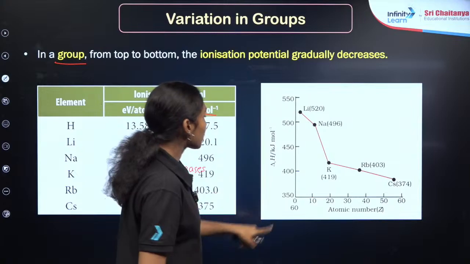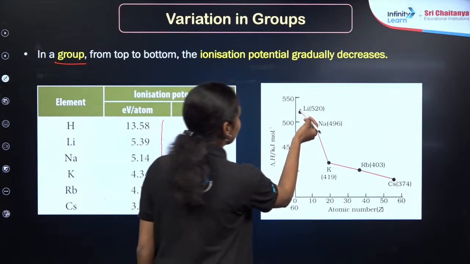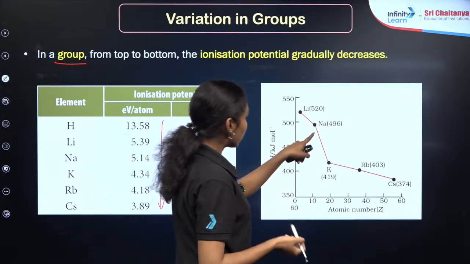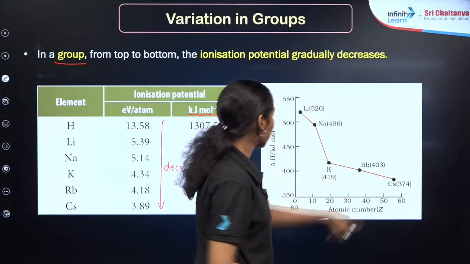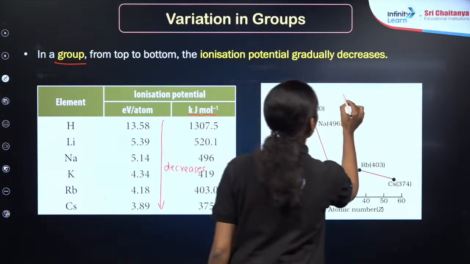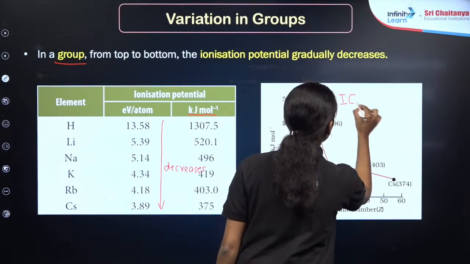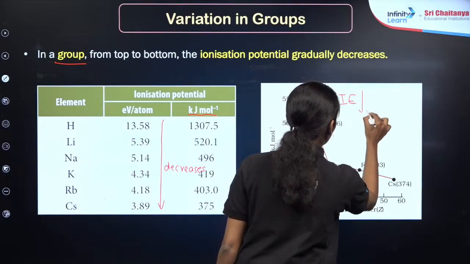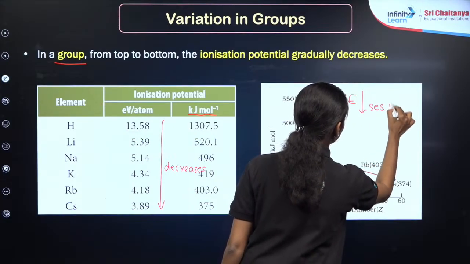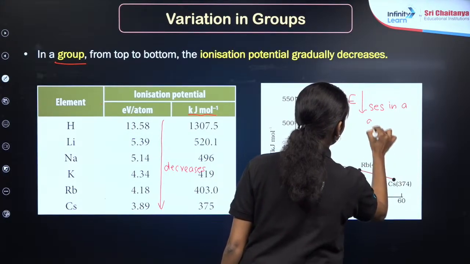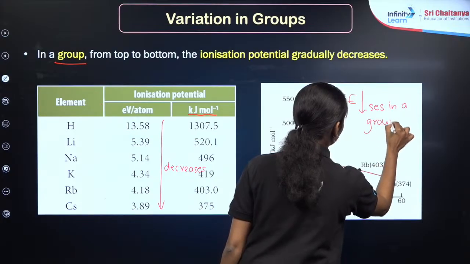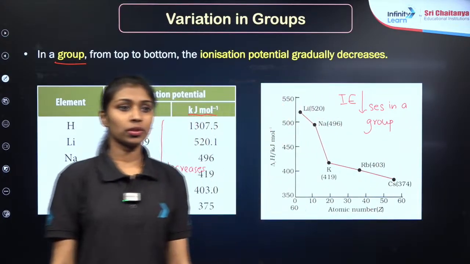And this is a graphical representation given here. This is from lithium. Lithium starts from 520, then sodium, then potassium, rubidium, cesium. This is the general trend in which the ionization energy decreases in a group. Clear?